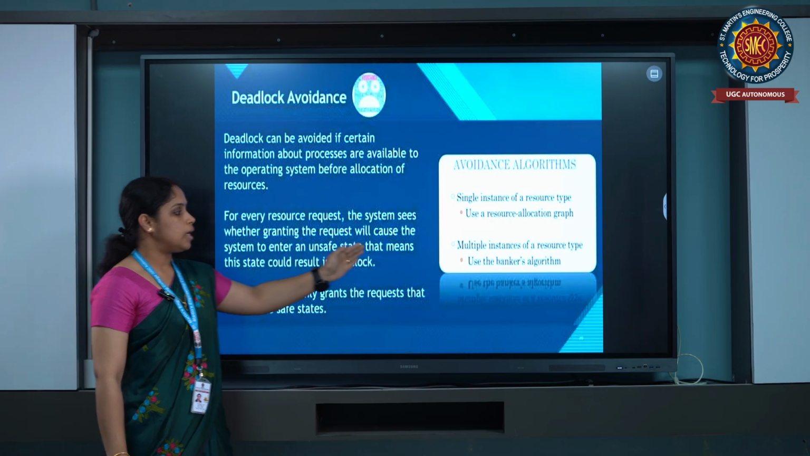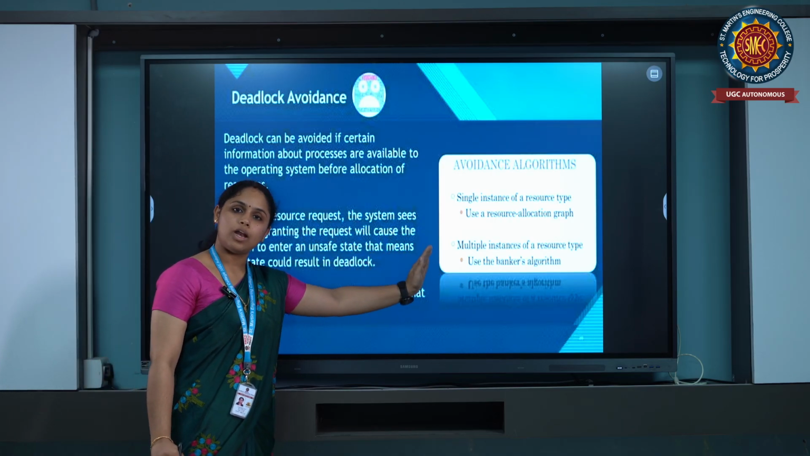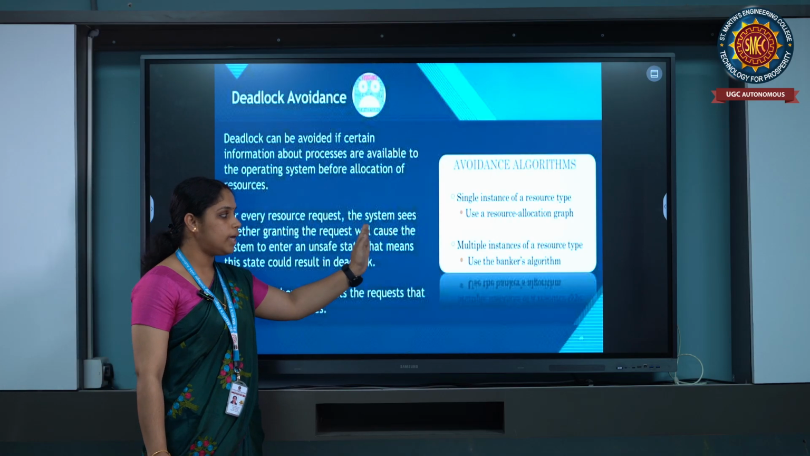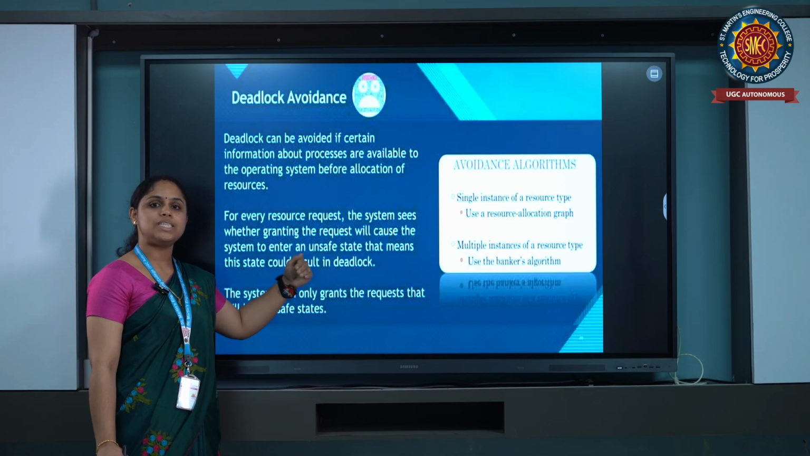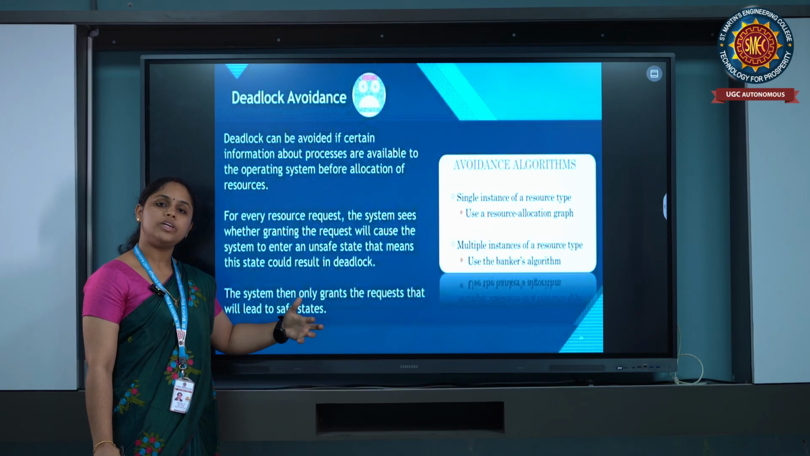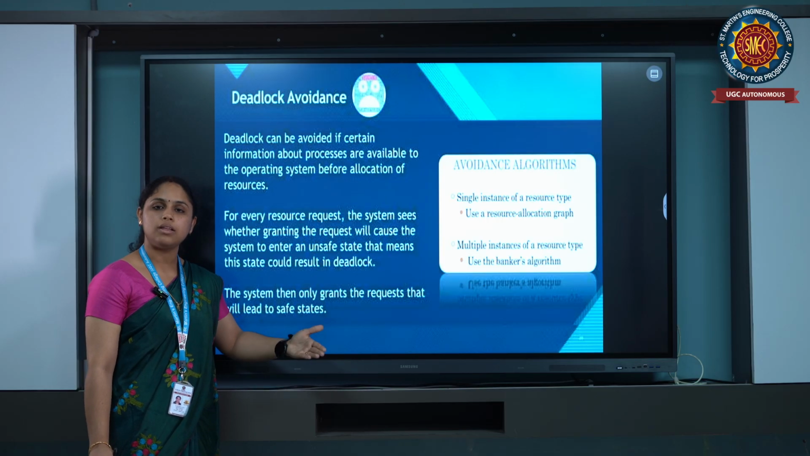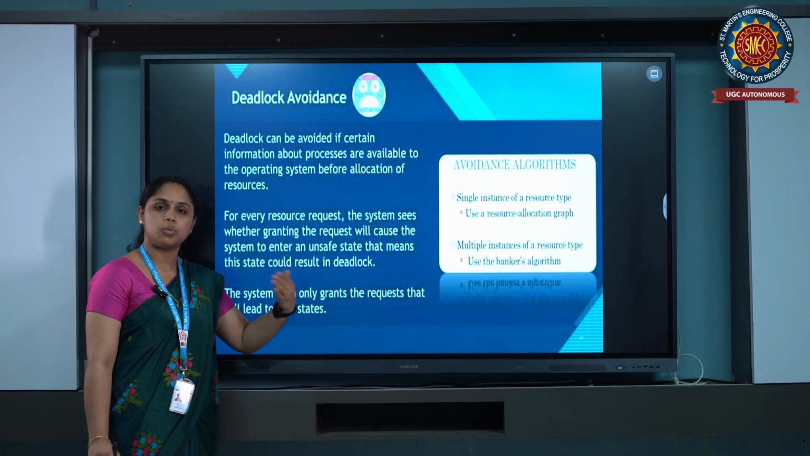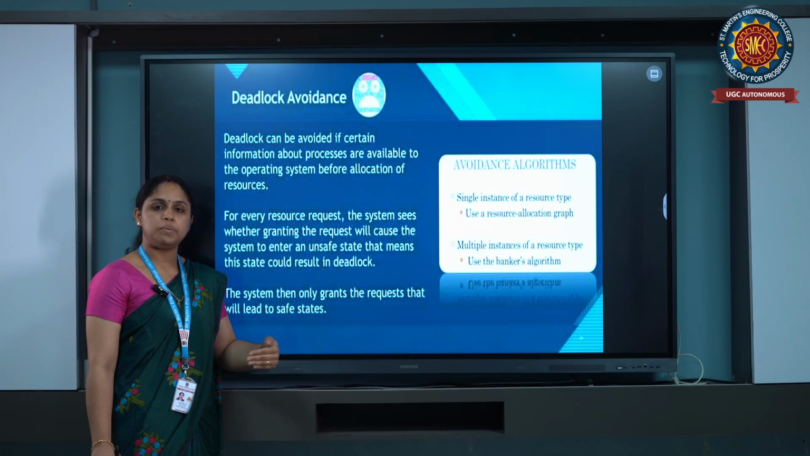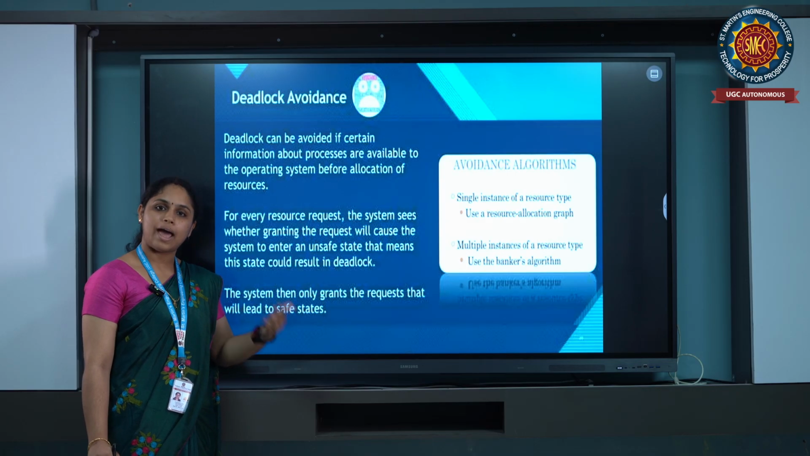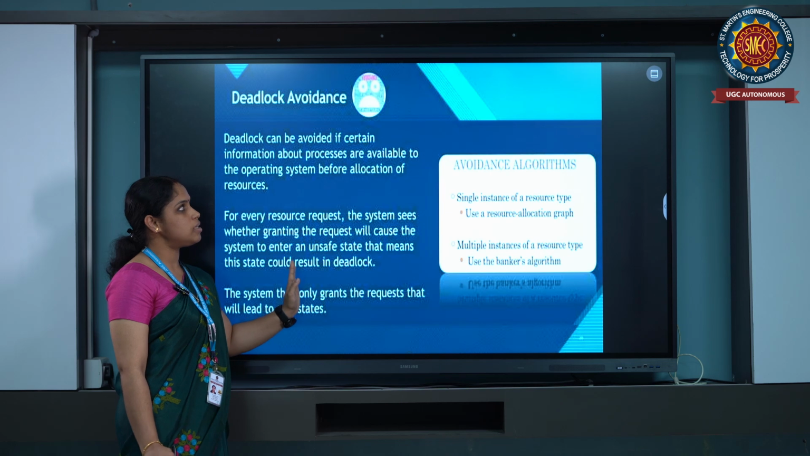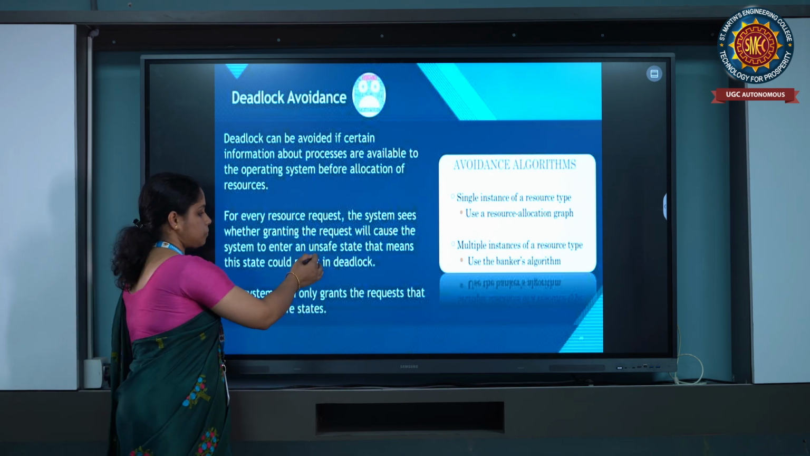One algorithm that you can use in deadlock avoidance is Banker's algorithm. In Banker's algorithm, the system will check for a safe state. Only if it is safe will it grant the request. If the process is requesting a resource, it checks whether it is safe or not. If it is safe, it grants the resource, otherwise it will ignore it. That is about deadlock avoidance.